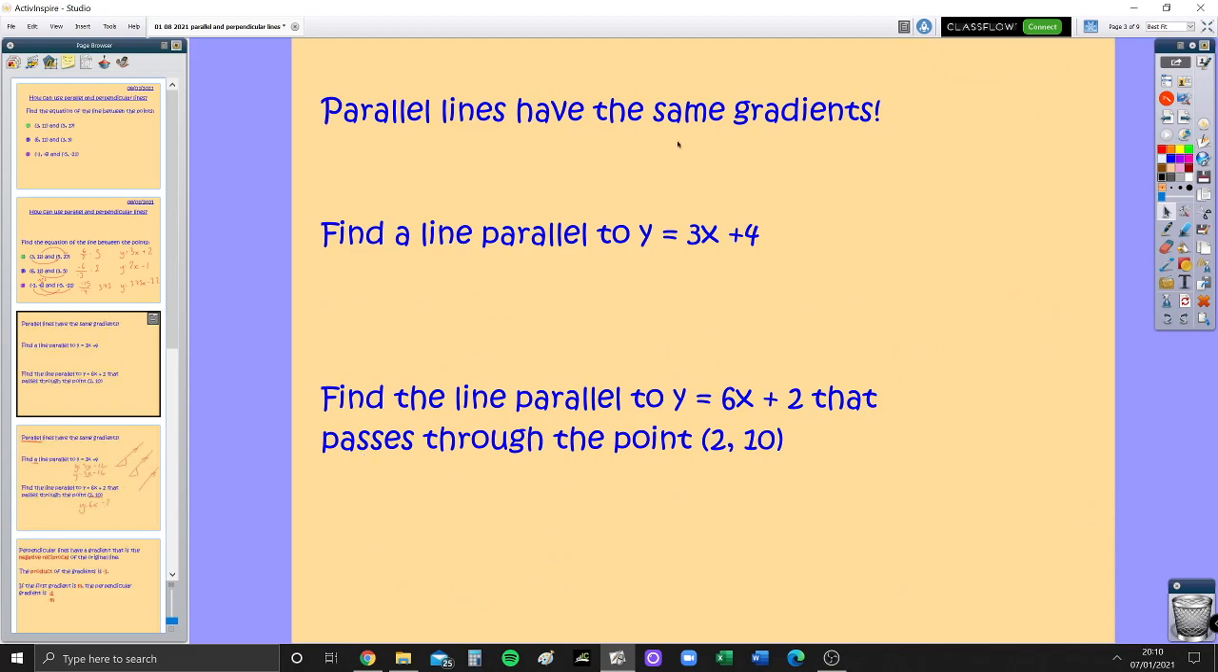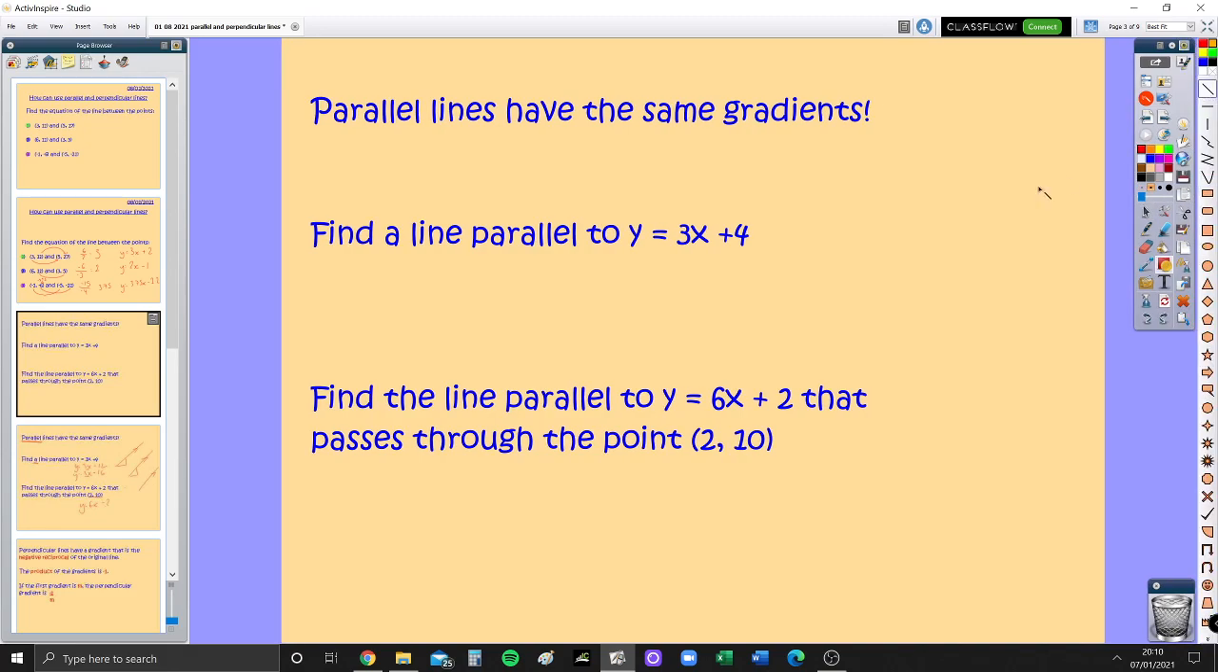So we need to know that parallel lines are ones that have the same gradient. We know that you can get lines, and if they run in the same direction, then those are going to be parallel. So if they're running in the same direction, they're obviously at the same angle. This means they have the same gradient. So this is the key to our parallel line knowledge.